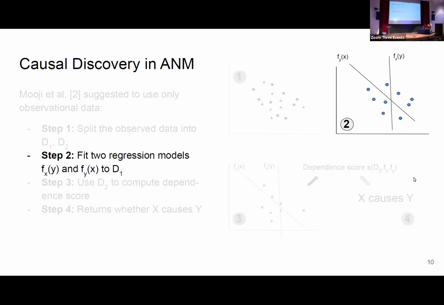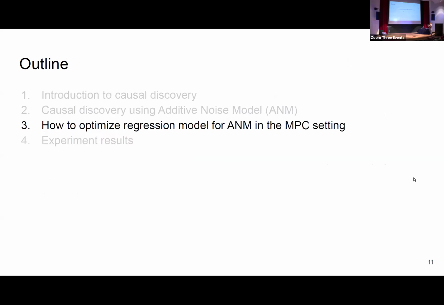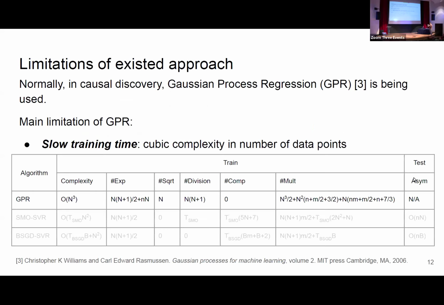The second step is the most expensive, and also the most expensive in the MPC setting as well. It is the focus of the paper. We found that in causal discovery, people often use Gaussian process regression, and the complexity, as well as the number of nonlinear approximations you have to use, is a lot.